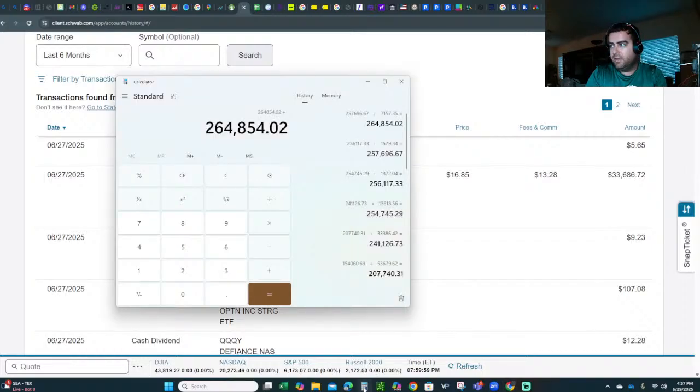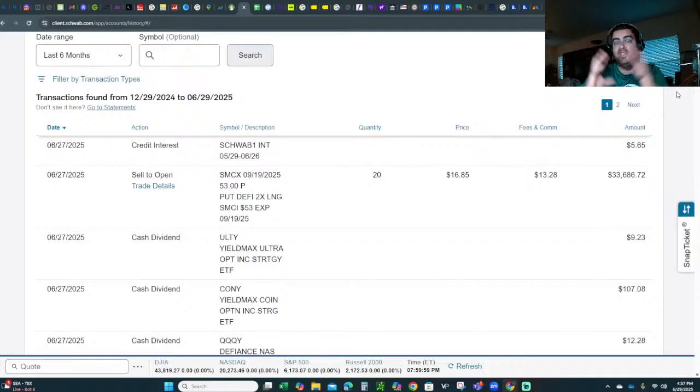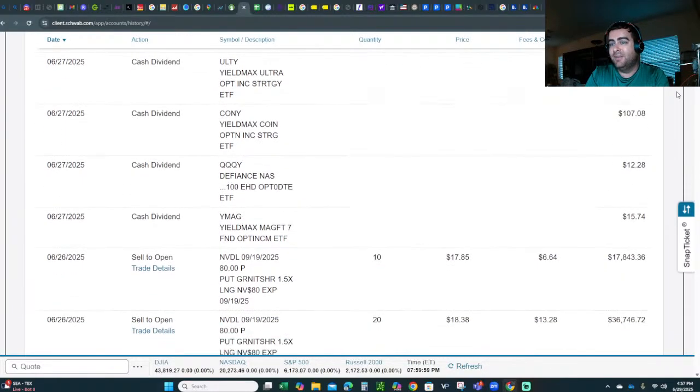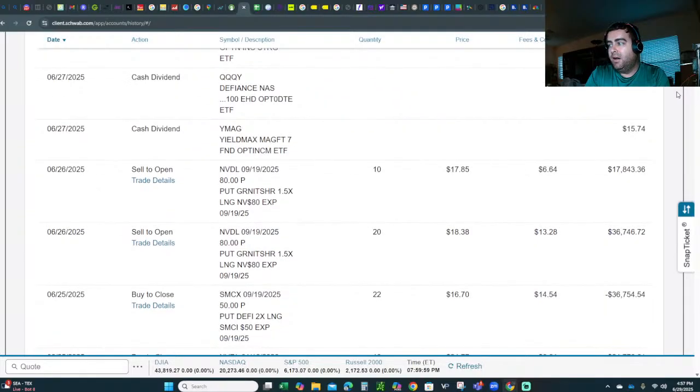So here, 33,686.72 in premium. So if those of you that are tracking with me, if you understand, these are if I win all of these trades by September, this is where the account is going to be. This is pushing 300,000, which is just mind-blowing, I have to say. It's something else. And we're still not done.